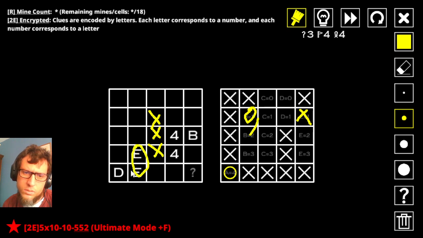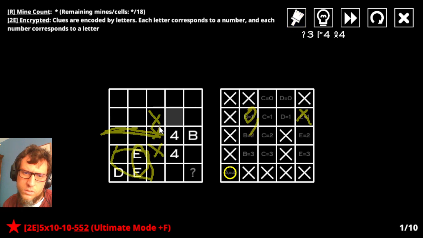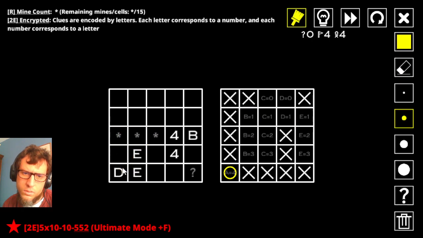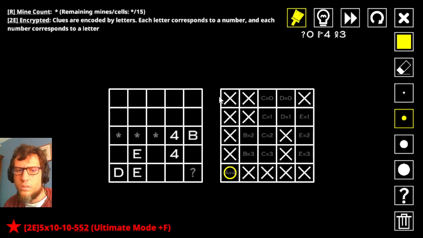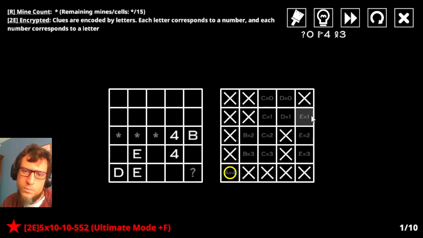These two E's are on the edge of the board, right? So this E is not allowed to have anything in here. So I'm just going to mark that, right? So that means B can't be 1. Okay. Oh, and the 4 mines are there as well. Okay. And that means E has to be at least 2, so it can't be 1, because both of these are mines.